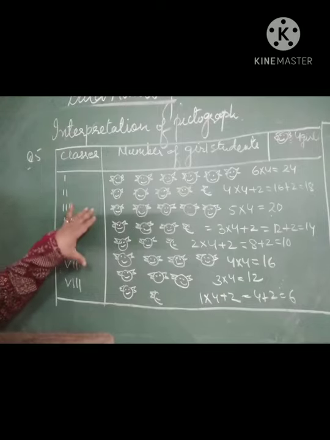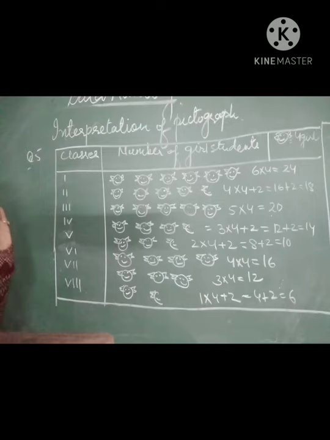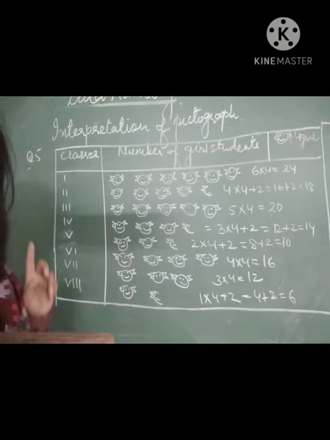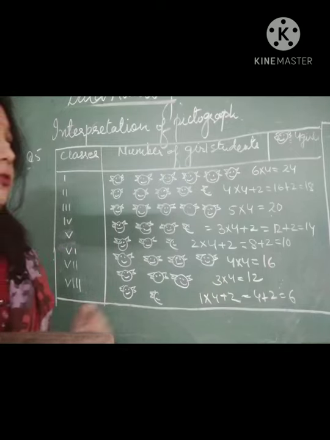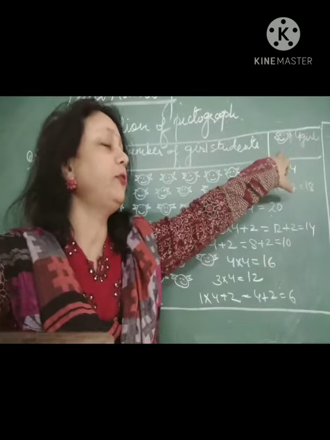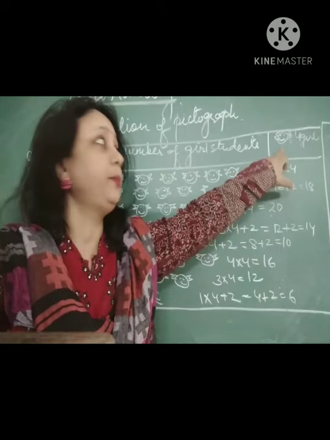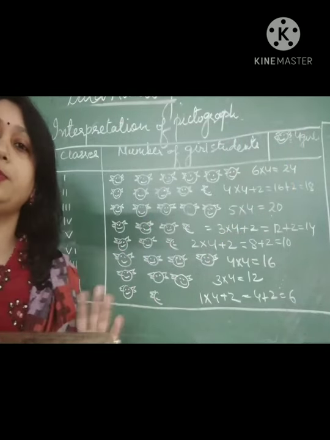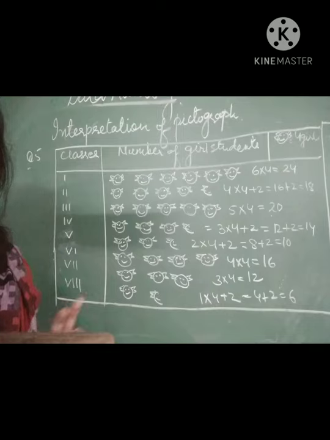Okay. So here we are representing how many girl students there are in different classes from 1st to 8th, and one scale is already given at the top right side of the graph: one picture of a girl represents 4 girls. One picture represents 4 girls.